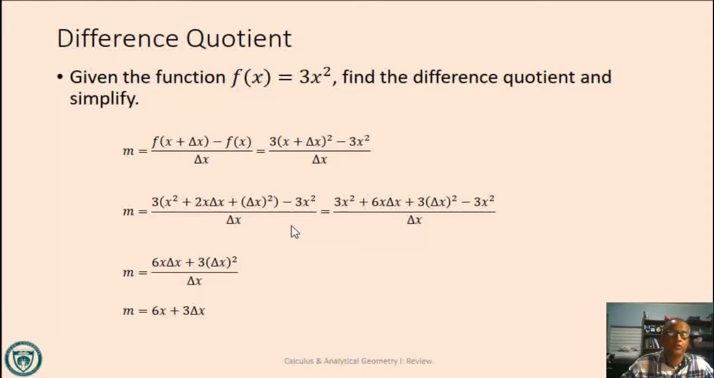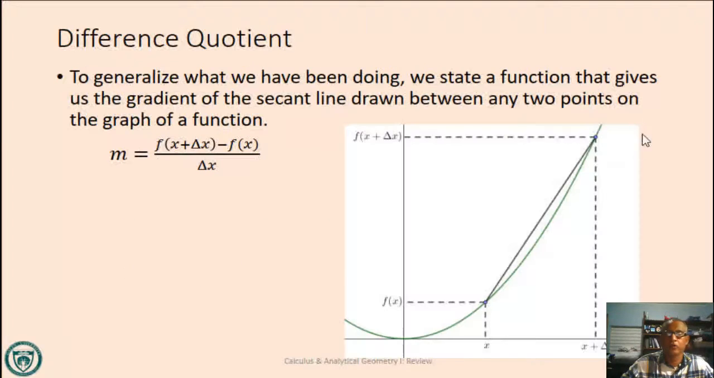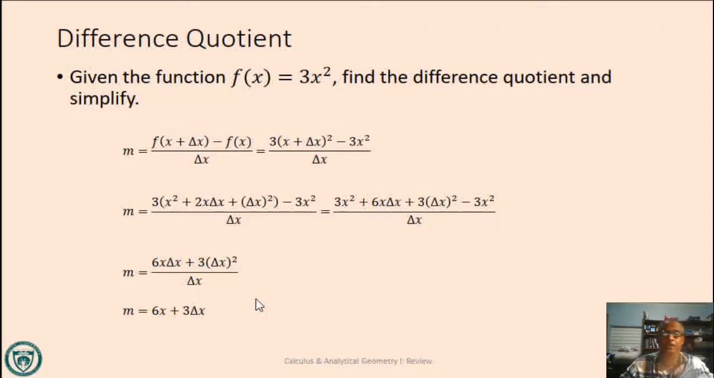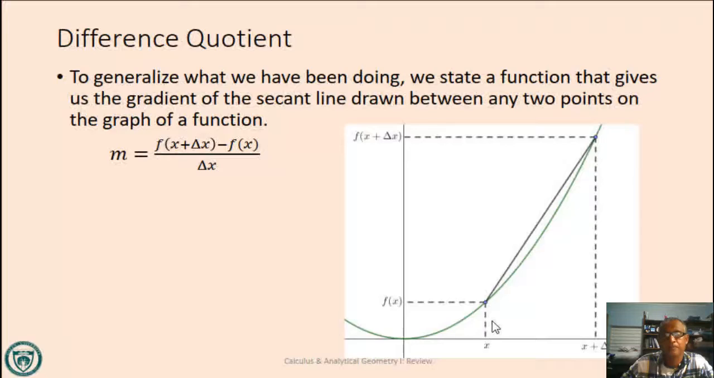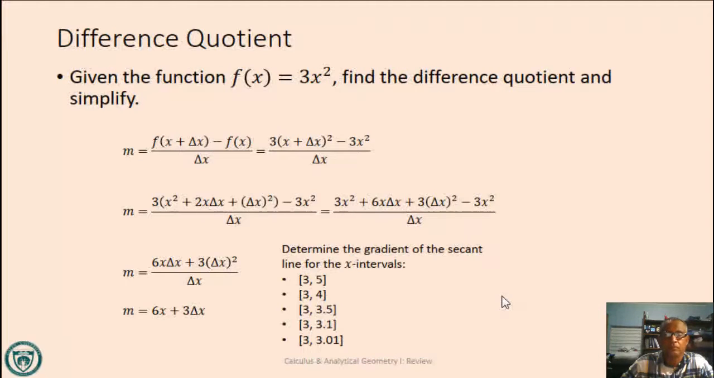So now this allows us then to find the gradient at any point. I shouldn't say at any point, but between any 2 points on this function here. You just need to plug in the value of x and delta x, where x then is this value here, right? And so, for example, if you wanted to find the gradient of the secant line for these intervals, well, you just plug those values into this. So that would be 6 times 3 plus 3 times 5 minus 3 gives us 2. And if you just do that, you get these answers here.